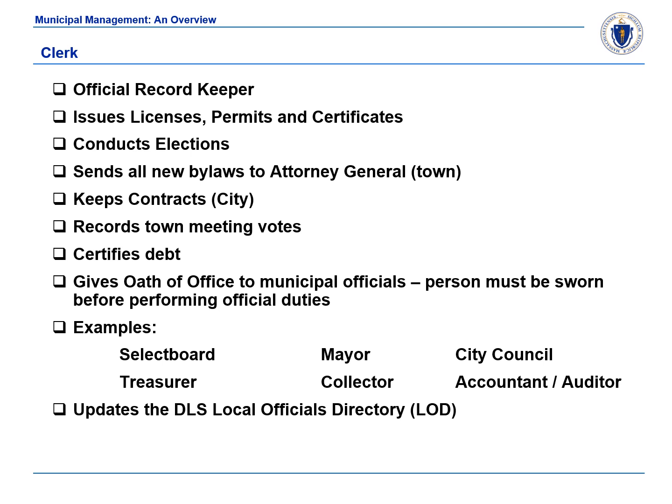The city or town clerk gives the oath of office to newly elected and appointed officials and re-elected and reappointed officials, including those elected to the select board and city council as mayor, and those appointed or elected as treasurer, collector, assessor, accountant, or auditor. The person must be sworn before performing official duties. After giving the oath of office to local officials, the clerk should then update the DLS local officials directory to ensure timely notices from DLS are sent to the municipality's current local officials.